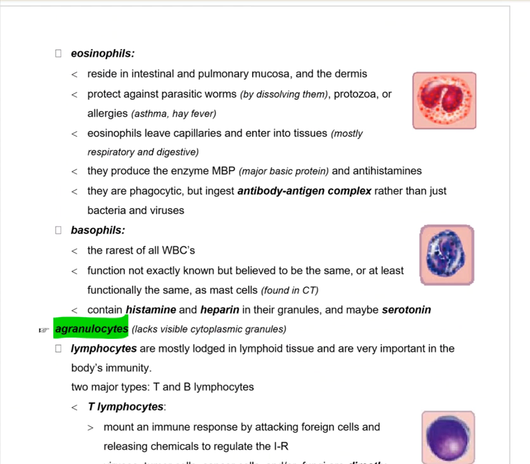Next, we get to eosinophils. And eosinophils are often in areas near membranes, and they are protecting us against parasitic worms, protozoans that are in untreated water, for example. And they also have some allergy-related responses because they are in these areas that are near the skin and mucosal membranes.